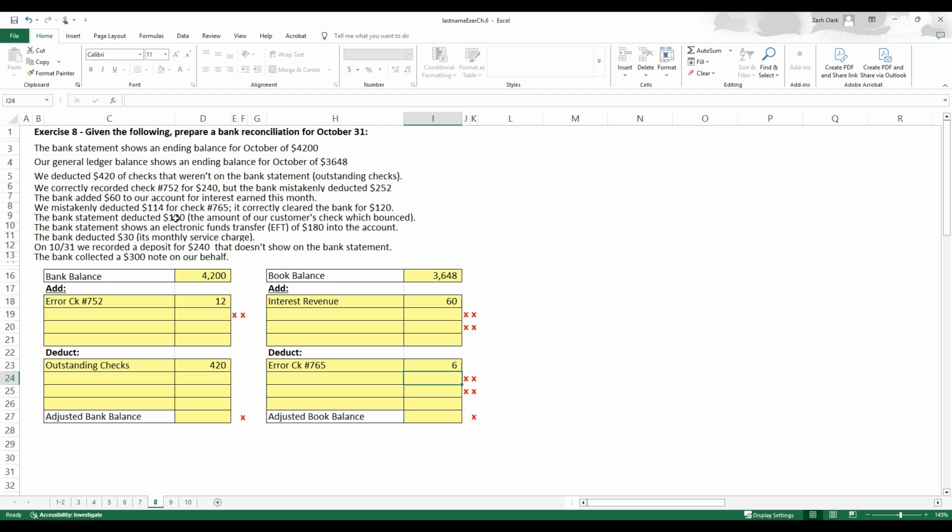Okay, the bank statement deducted $120, so we have a bounced check. So we need to reduce our cash balance here by, how much was that? 120. There we go. We had an EFT incoming collection of 180. Okay, the bank deducted $30. We have a service charge.